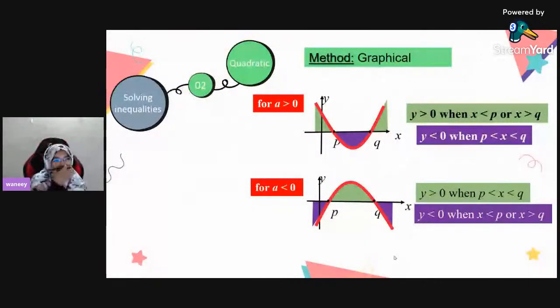Okay, so basically, memang saya bagi mind map je tau, saya tak bagi yang apa orang kata, yang ayat-ayat banyak tu sebab saya rasa kadang-kadang mind map lagi senang nak faham.